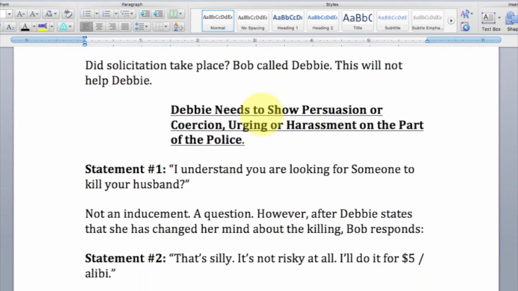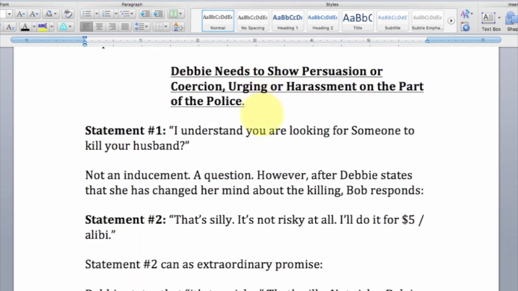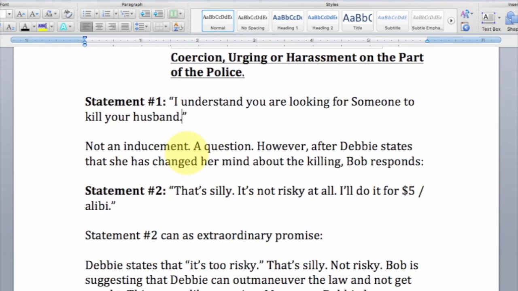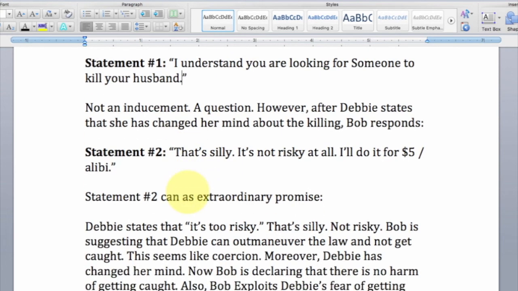So let's go through each statement that is spoken by Bob. He says, "I understand you're looking for someone to kill your husband," and that does not seem like it's an inducement. It seems more like an opener for a conversation. And then she responds with saying, "I was, but it's too risky. I've changed my mind." And then he says, "That's silly. It's not risky at all."